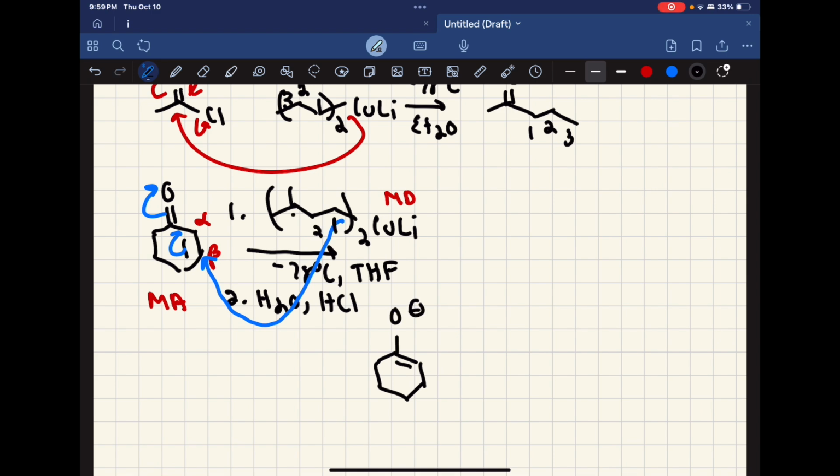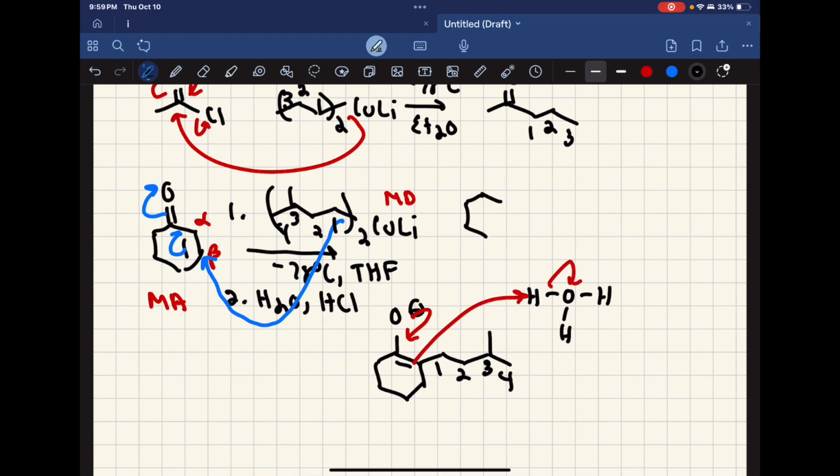This is a 1, 2, 3, 4 carbon fragment. 1, 2, 3, 4. And that 3 is where the methyl group was. And then, of course, we have hydronium from step 2 to pick up a proton. This is the end of the boomerang. So would you be able to predict the product in 2 seconds?